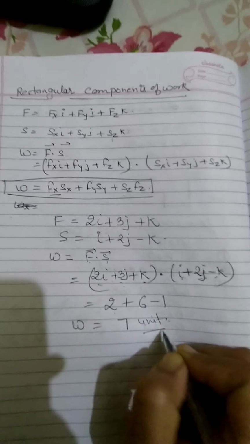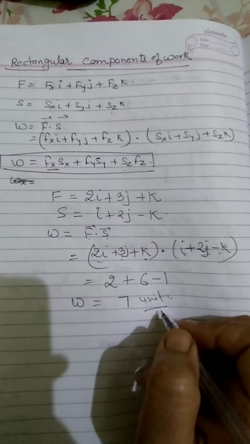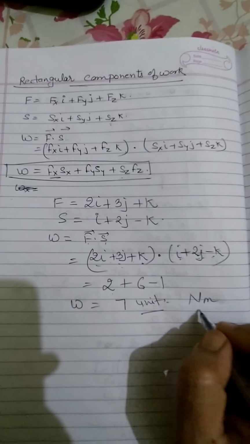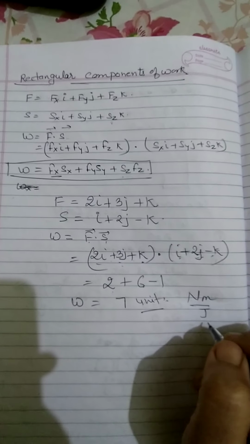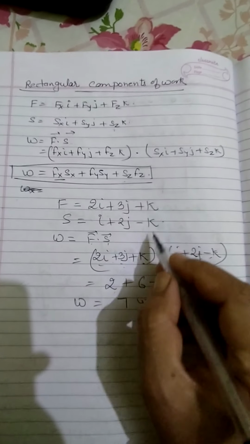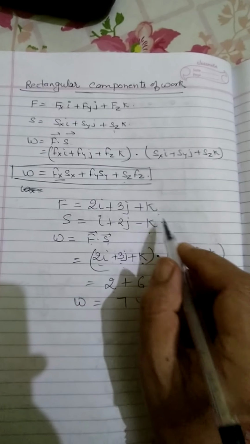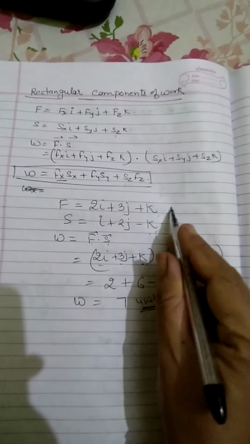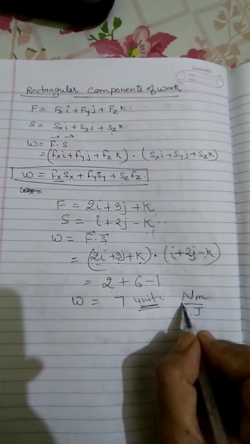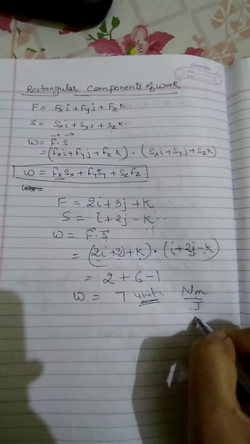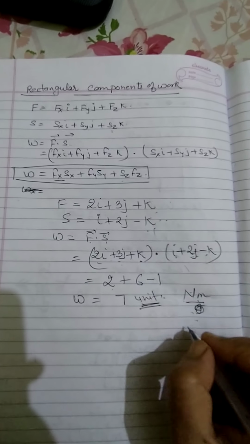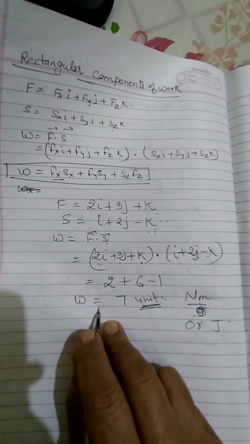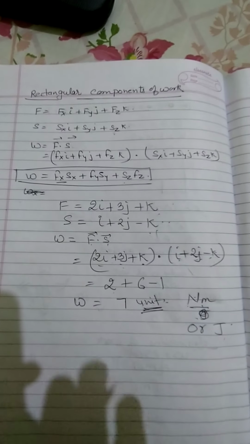Now, why units? Why not the exact value? Why not newton, meter, or joules? Because the units are not given here. If the units are not given, you will write the answer in units. If the units newton and meter are given, you will write either newton meter or, in terms of joules. The SI unit of work is joule.